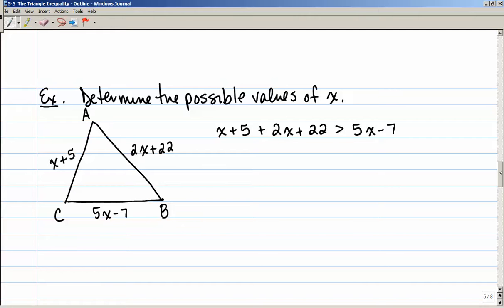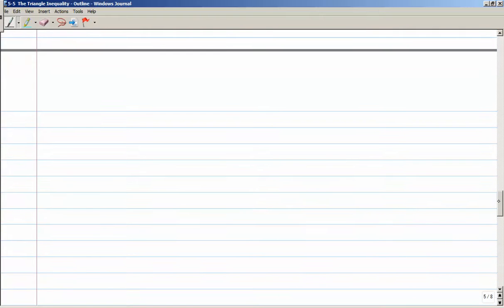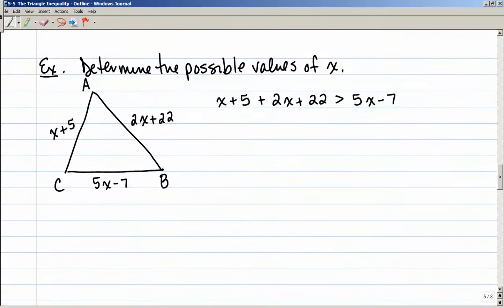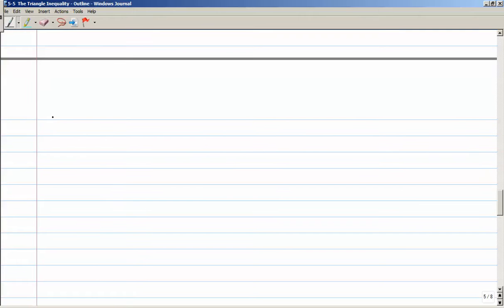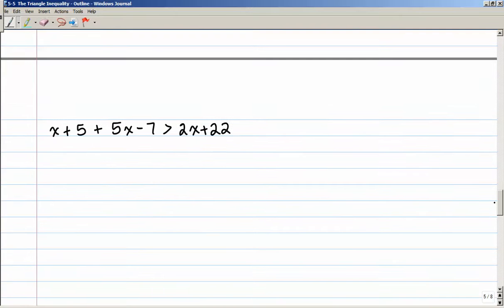And I've given myself some extra space here to work. Let me write the other inequalities down here. Which ones did I do? I did the top 2. Okay. And x plus 5 plus 5x minus 7 must be greater than 2x plus 22. And I need to do 2x plus 22 plus 5x minus 7 has to be greater than x plus 5.